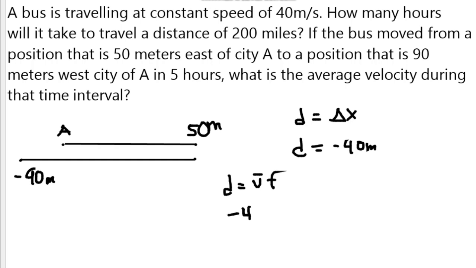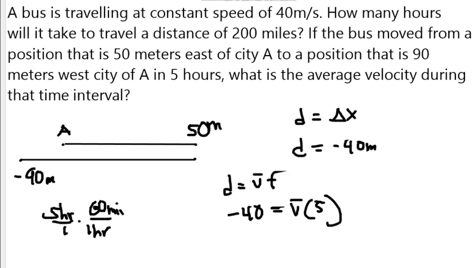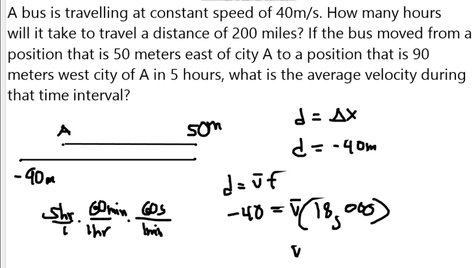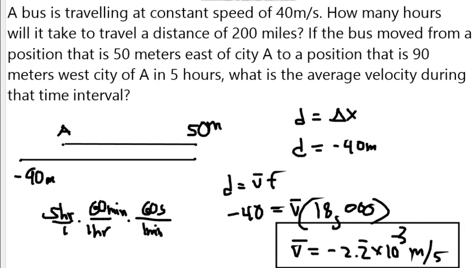Now let's plug in everything that we know. We have negative 40 meters as our distance, and we have 5 hours. We can convert this into seconds so we can have meters per second as the more standard unit for velocity. Velocity is a vector quantity, and thus it can be negative. We get 18,000 seconds. Dividing this, the bus is moving slow because it only traveled around 140 meters, and it took the bus 5 hours. That's pretty slow, because it is traveling at negative 2.2 repeating times 10 raised to negative 3 meters per second. Slow.